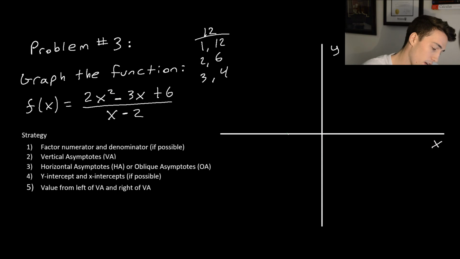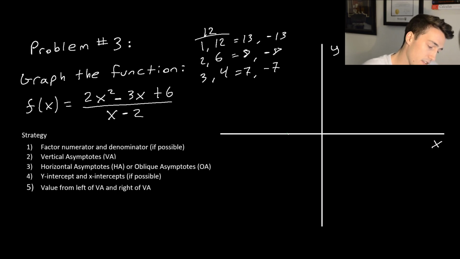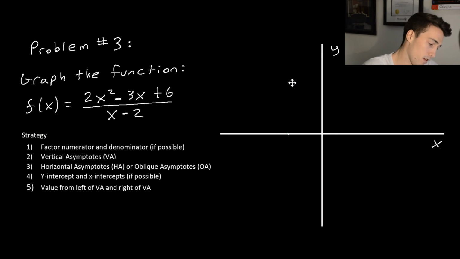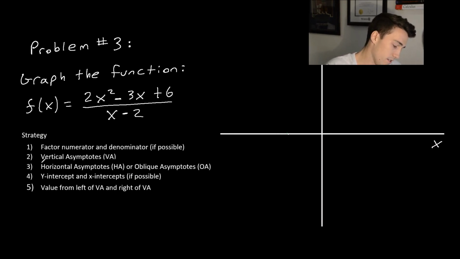Here, if we had 2 positives, it would be 13, and similarly it would be -13 if it was negative. Then we have 8 and -8, and 7 and -7. So clearly none of these sums actually add up to -3. So this quadratic on top is not factorable. Now we can move to strategy tip number 2.